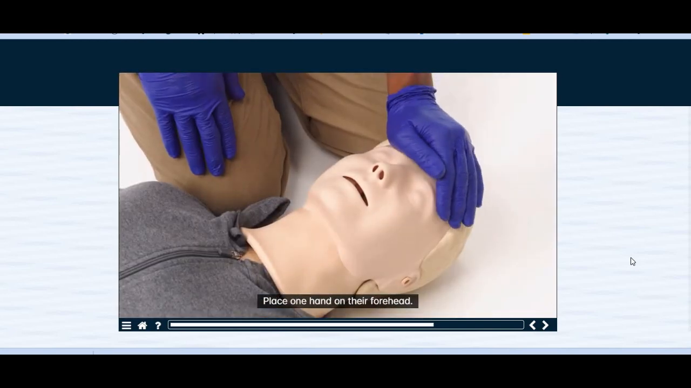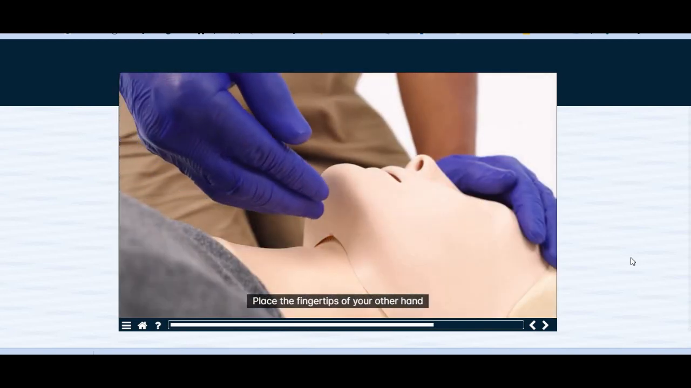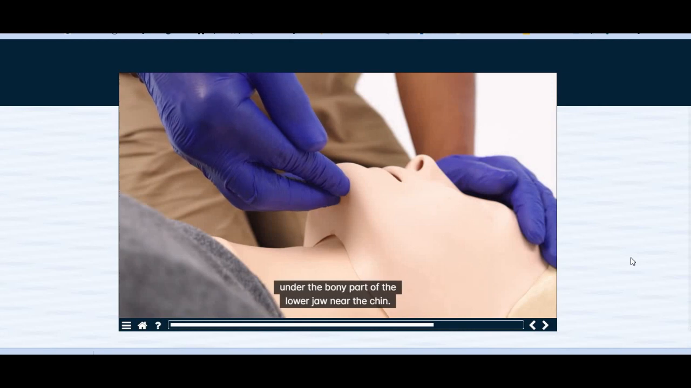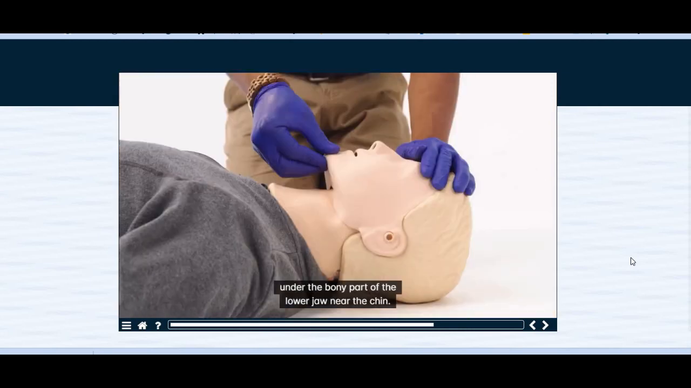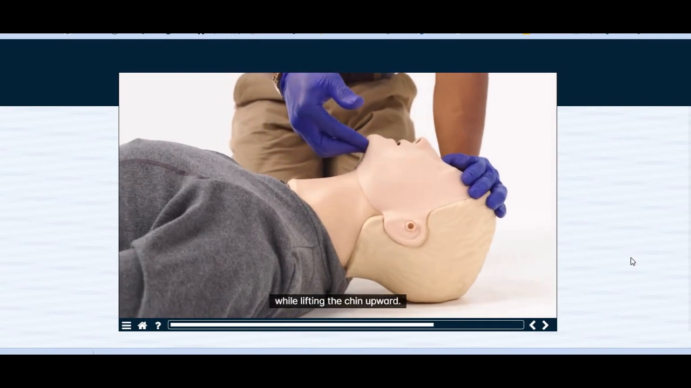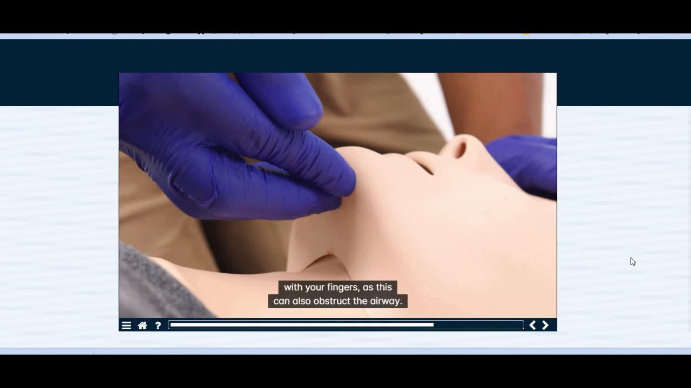To open the airway with the head tilt chin lift maneuver, position yourself at the person's side. Place one hand on their forehead. Place the fingertips of your other hand under the bony part of the lower jaw, near the chin. Apply firm, backward pressure on the forehead while lifting the chin upward. Avoid pressing into the soft tissue of the chin with your fingers, as this can also obstruct the airway. Leave the mouth slightly open.